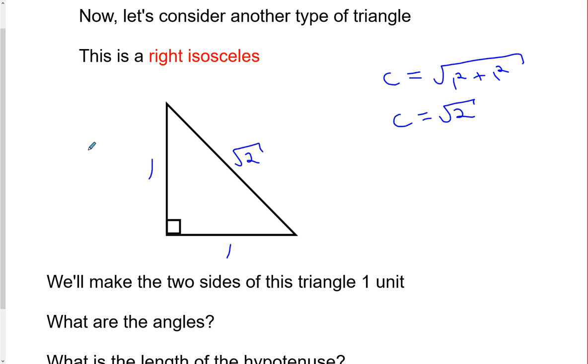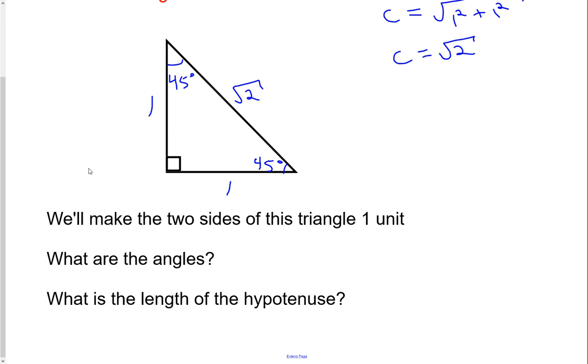Anyone think they know what the angles might be? We're only allowed 180. 90 is taken up by this right angle here. What are the other 2 angles going to be if it's an isosceles triangle, meaning the 2 sides are the same length? Yeah, they got to be 45 because they have to be equal. So we got a 45 here and a 45 here. Okay, so that's another one of our special triangles.